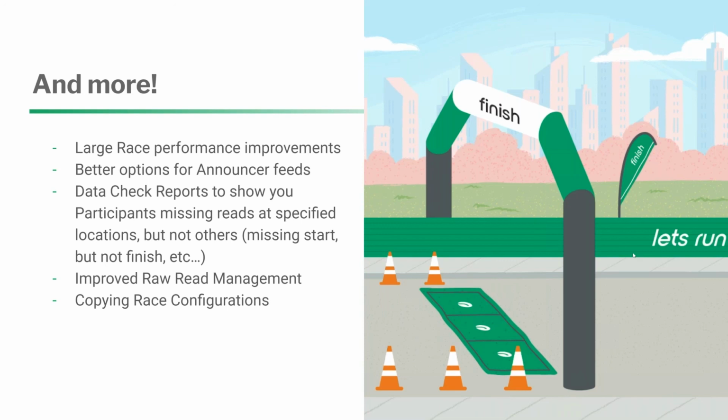We have a lot of feature requests around improving the raw reads area, allowing you to select reads to use and ignore, just that management of, you got a missed read, you need to insert it, and it's a little bit difficult sometimes right now. So we're going to be making some changes there to make that easier, making the search easier to use, all sorts of things. And things like copying race configurations. Right now, you can't really copy a race very easily, so we have some ideas on trying to do that as well.